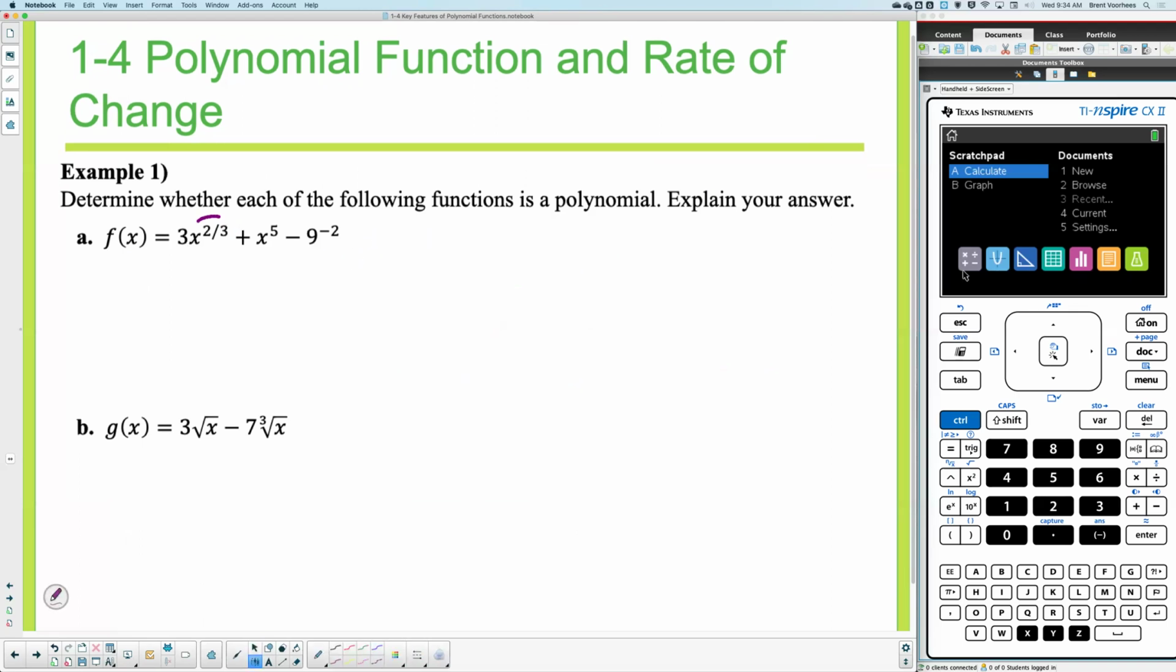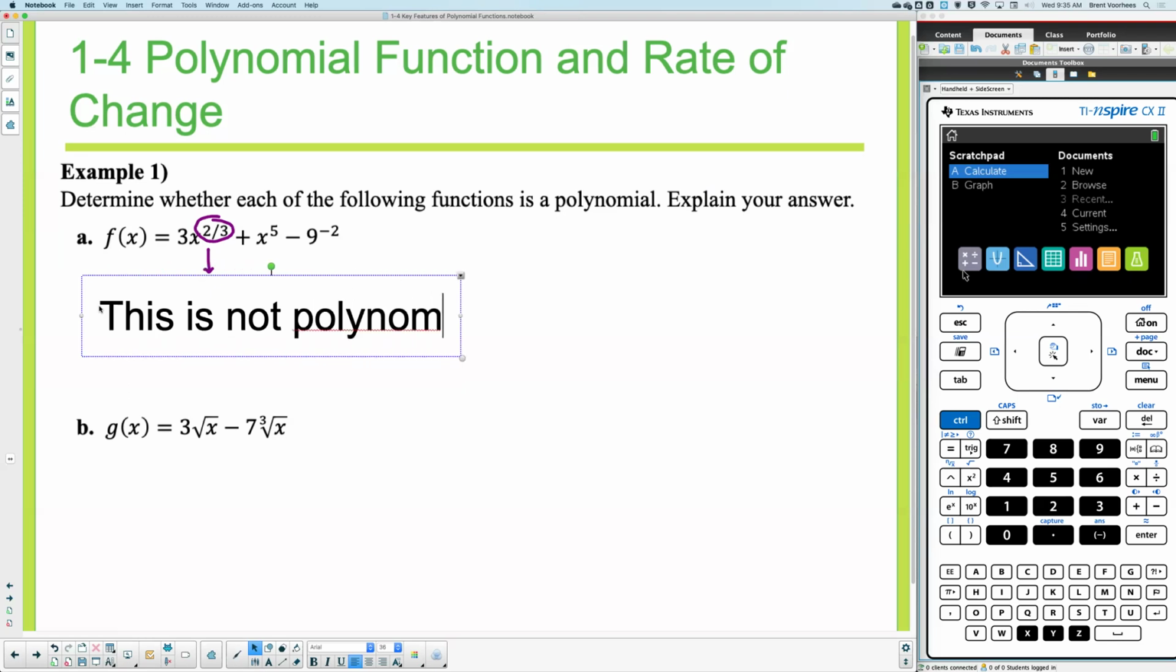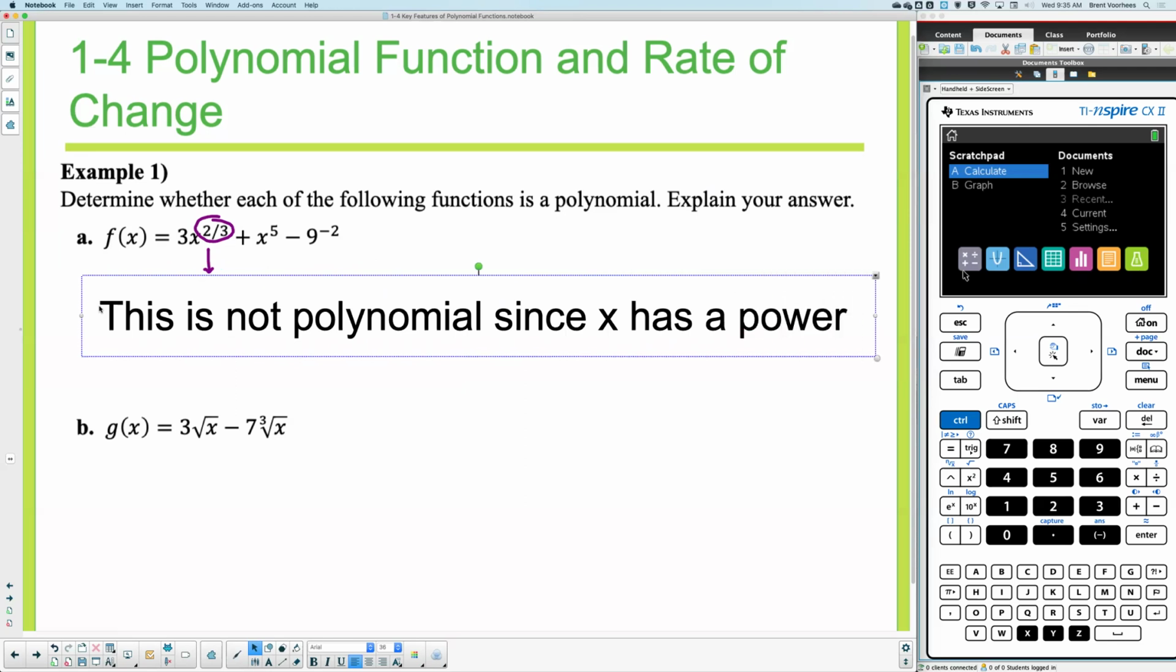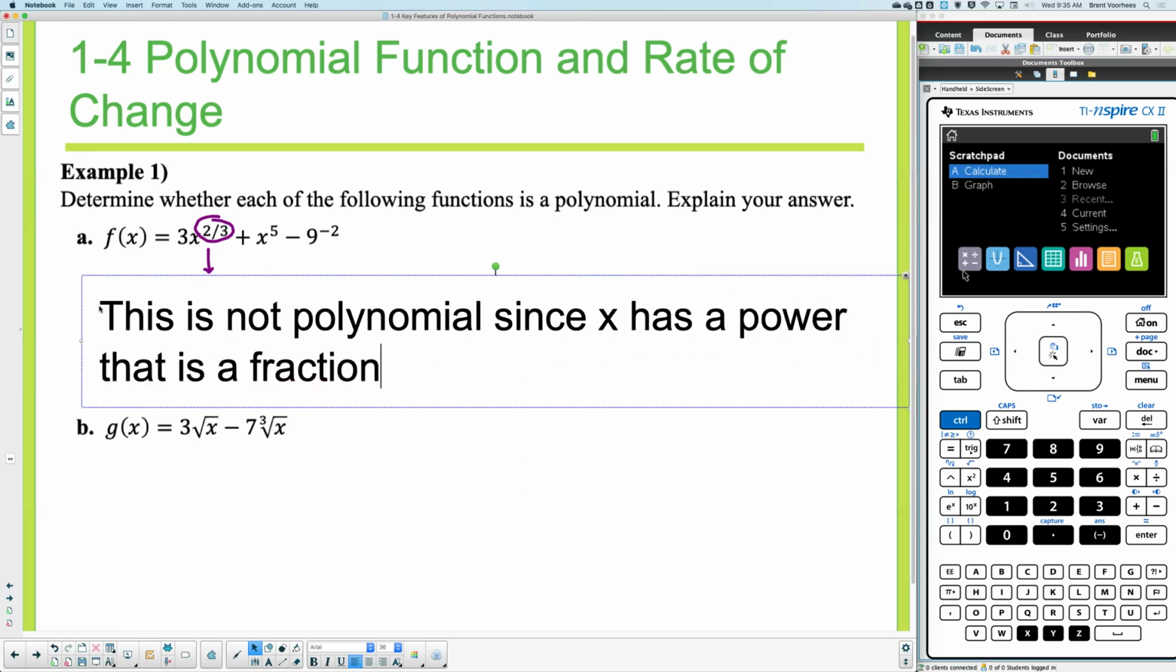The power is a fraction. By the way, if it's on the constant that does not have an x, that is okay. It's actually okay in this scenario. It's not okay here. This makes it not a polynomial. This would actually become a radical. This is where square roots and those things come from. It's not actually a square root, but that's what that comes from. This is not polynomial since x has a power that is a fraction.